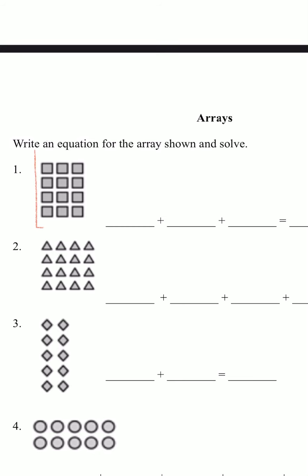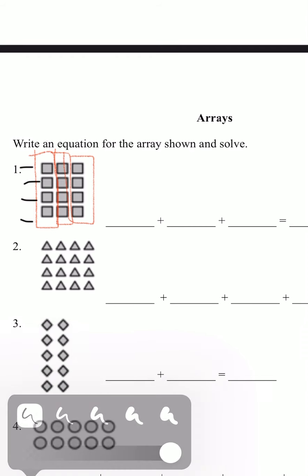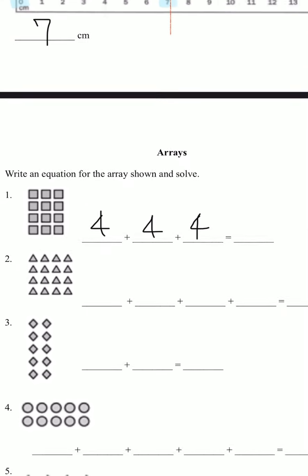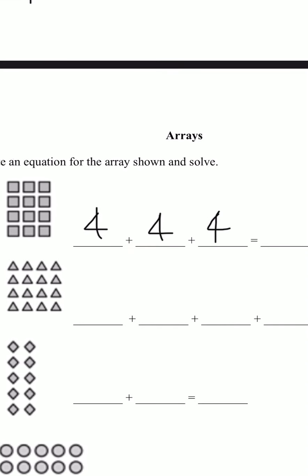So let's see how many rows we have. We have 1, 2, 3. And for each row, we have 1, 2, 3, 4 squares, right? So 4 plus 4 plus 4, because we have 3 rows, okay? So 4 plus 4 plus 4. 4 plus 4 is 8, and 8 plus 4 is 12. Okay?